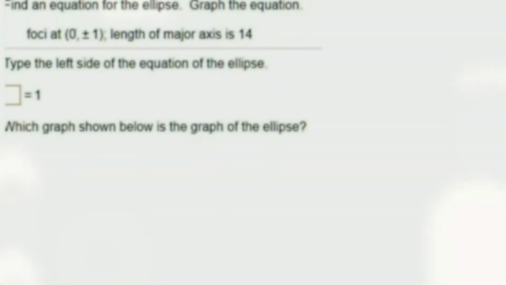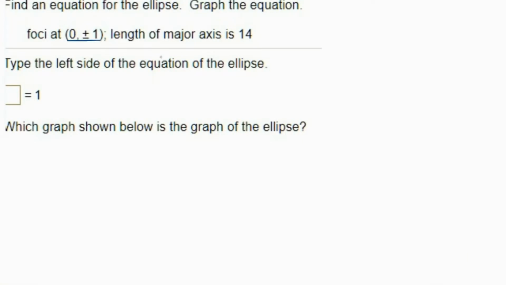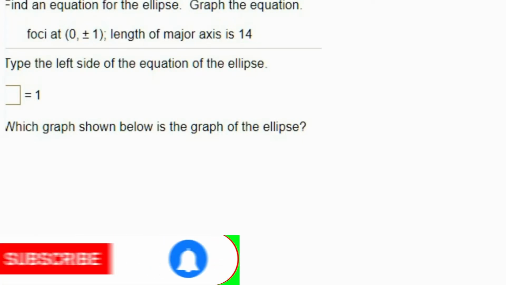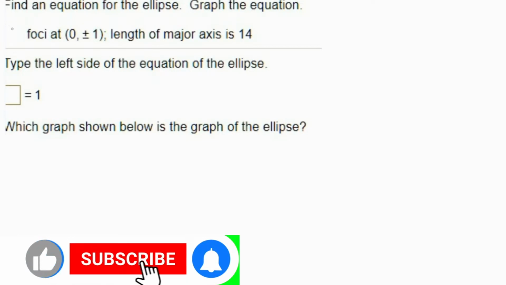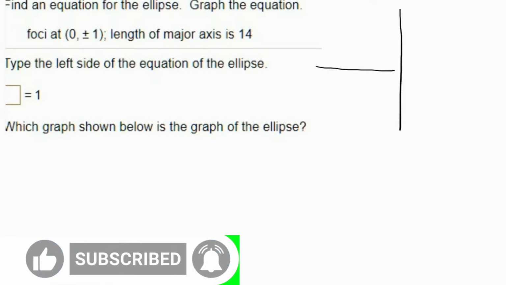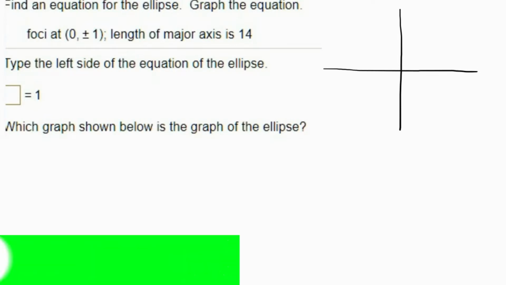Find the equation of an ellipse and graph it as well. So the foci are at (0, ±1) and the length of the major axis is 14. It would mean that this is a rough sketch of the ellipse. So the focus (0, 1) is over here and (0, -1) is over here.